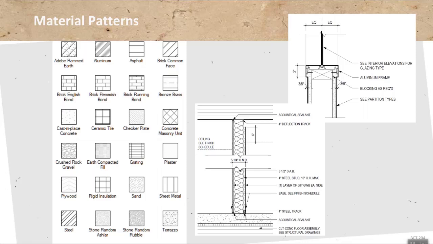Let me just pick out a few. Brick would be the diagonal line, and concrete is a stipple pattern, although it usually has these triangles in there. They're a little too small to see right now. Concrete blocks are two-way diagonals, and that's how it looks slightly different from brick. Rigid insulation is similar to the concrete masonry unit, just horizontals and verticals, and then everything else is also shown there. So steel is this double line kind of thing.